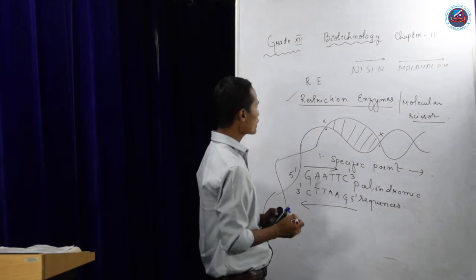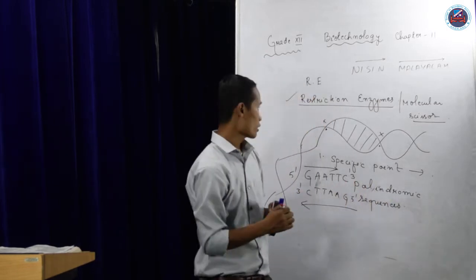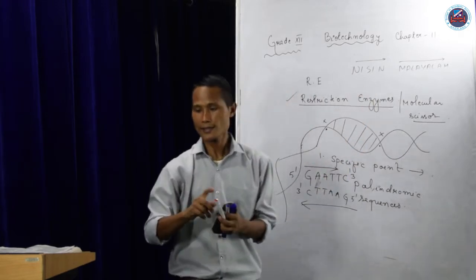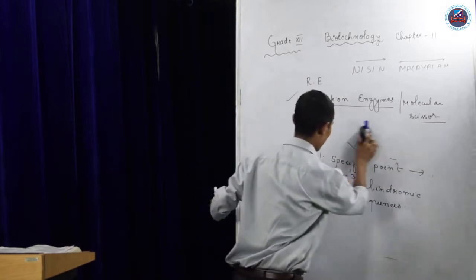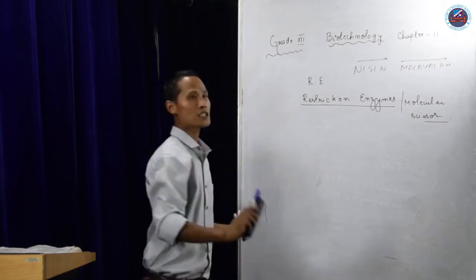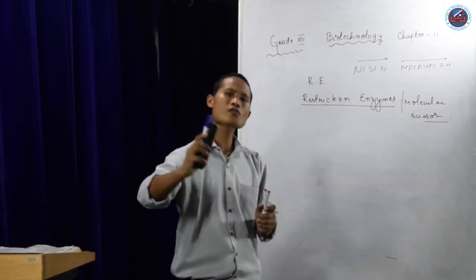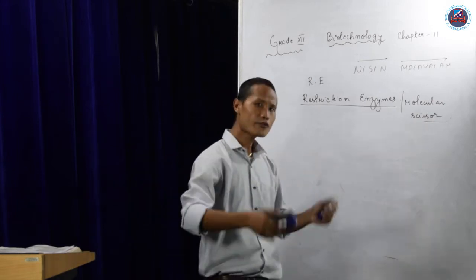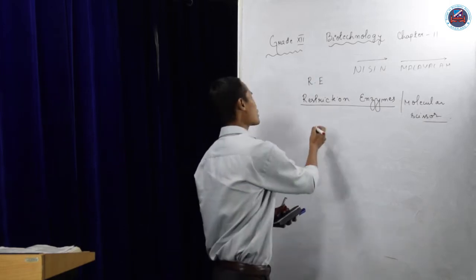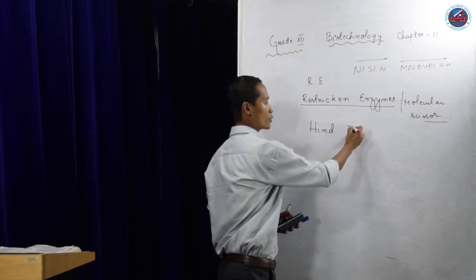Now, in those sequences, these restriction enzymes are going to cut. Let's discuss their functions. Why are they said to be molecular scissors? Because they cut at a specific point. Different kinds of restriction enzymes have different palindromic sequences. Let me give an example. The first restriction enzyme is HindII.